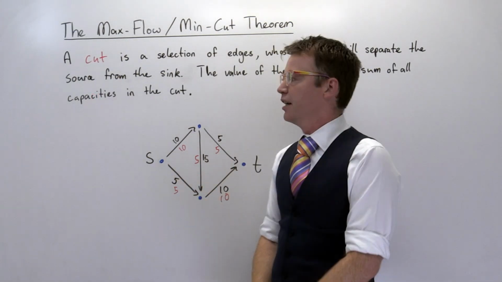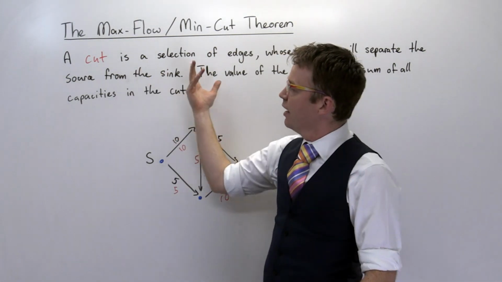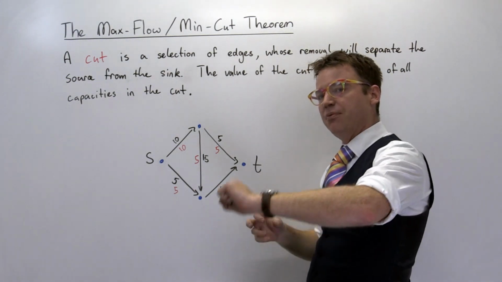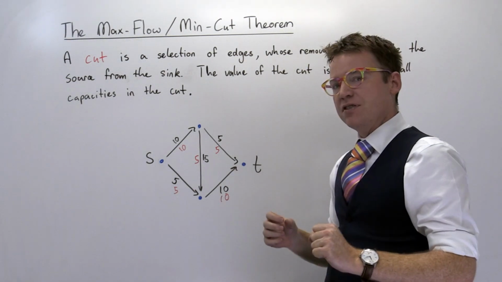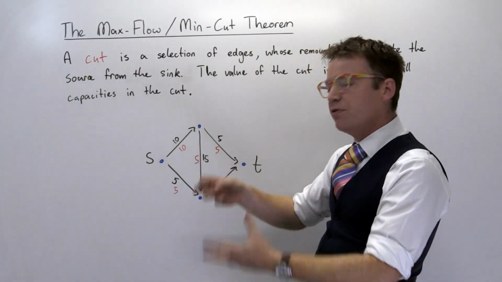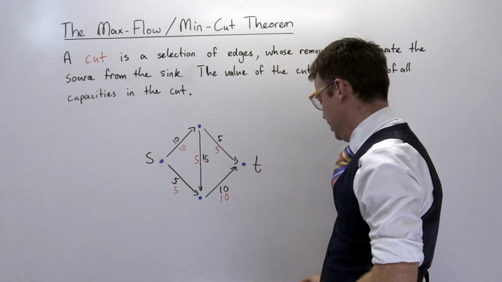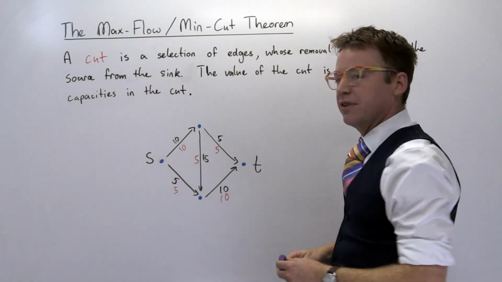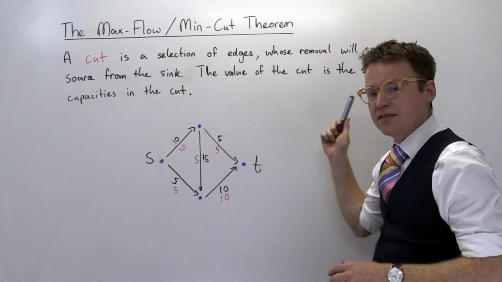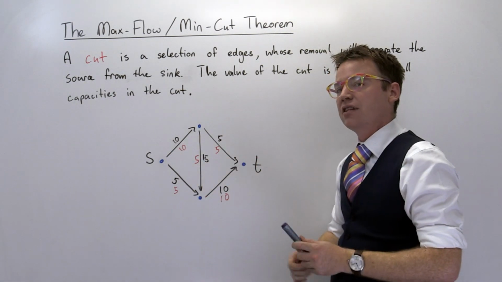Let's play a different game. I'll introduce the notion of a cut. A cut is a selection of edges whose removal separates the source from the sink. So you select some edges, and the removal of those edges will completely disconnect the source from the sink. The value of the cut is considered to be the capacities, not the flows. Ignore the flows. The capacities of the edges in that cut.